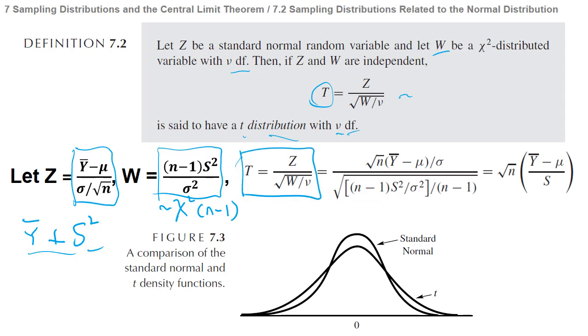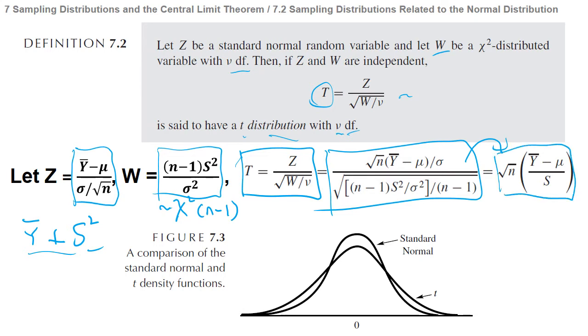We can define our t as z divided by the square root of w divided by v, and that's this one, and this can be simplified as this one. So this follows a t distribution with n-1 degrees of freedom. This is what we usually use when we are doing inference and we don't know the sigma square estimate.